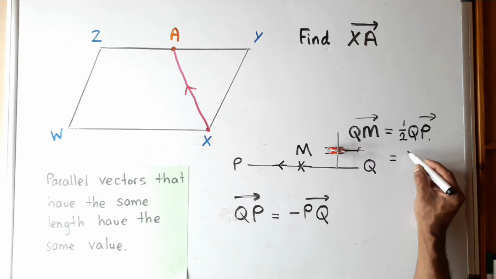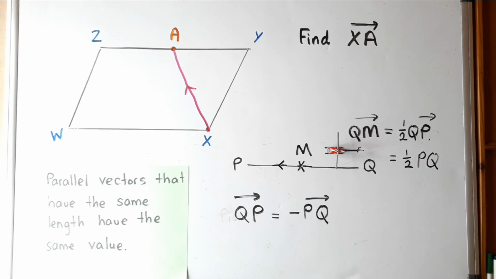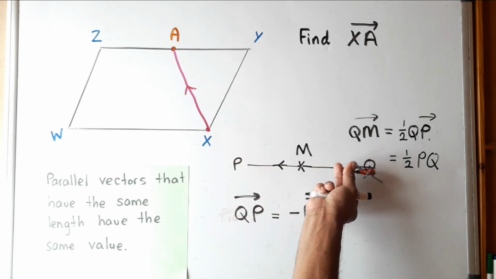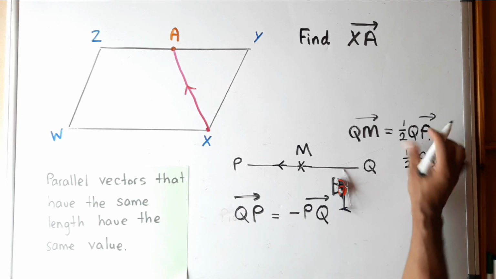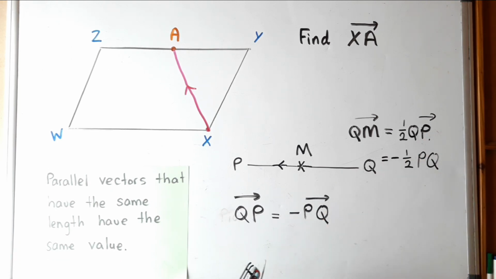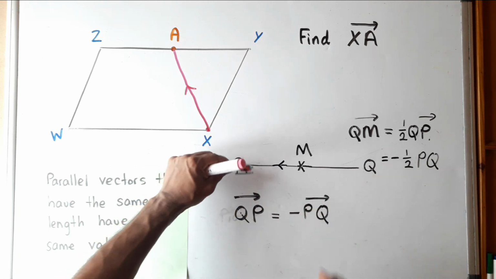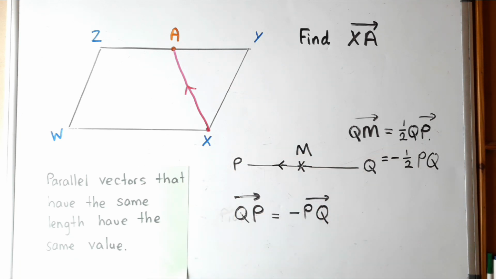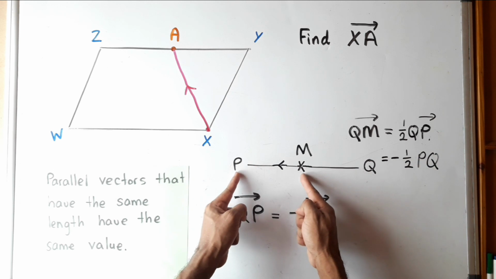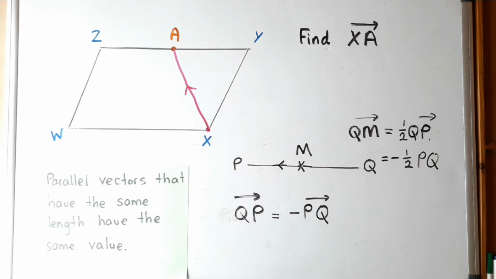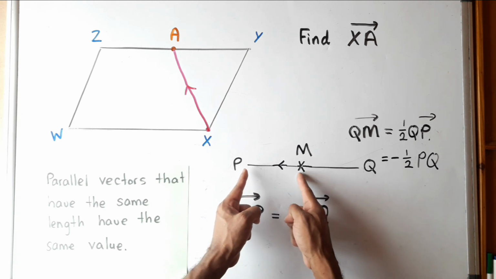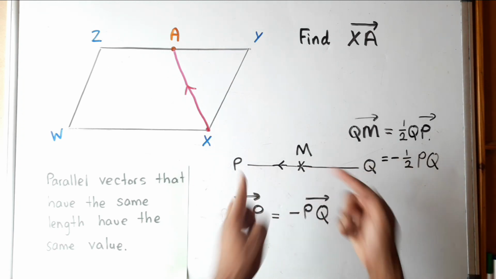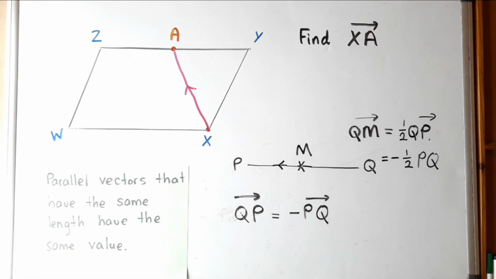If he said he flew half of PQ, would he be correct? No, because PQ is this direction. So for him to be correct, he would have to put in a minus sign, because half of PQ with a minus sign means you are going the opposite way. And keep in mind, this vector and this vector in this direction is the same exact vector, because if M is the midpoint, here and here have the same exact length, and of course the two lines are obviously going the same direction, which means they are parallel.